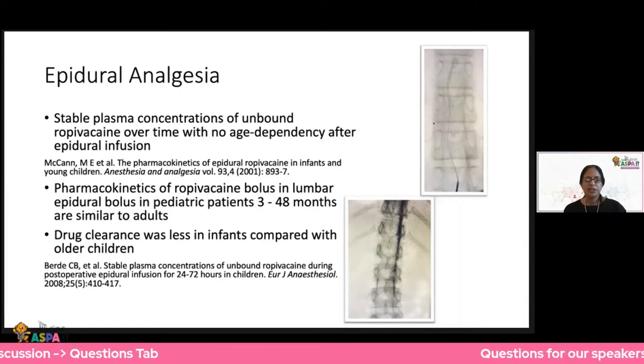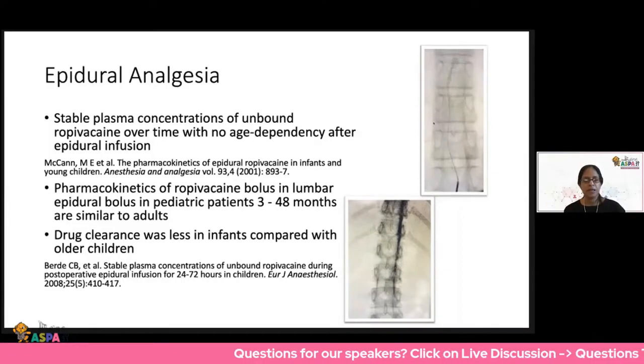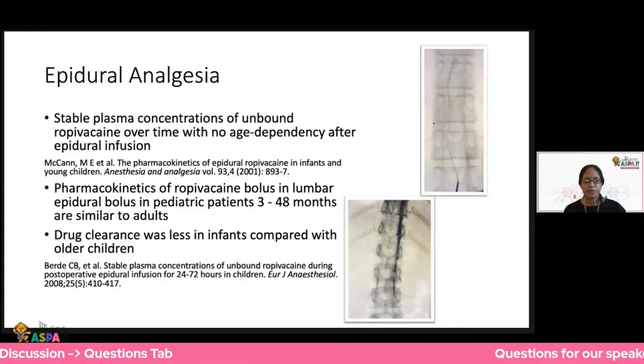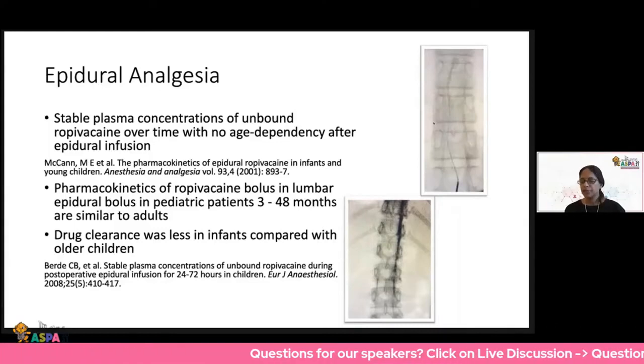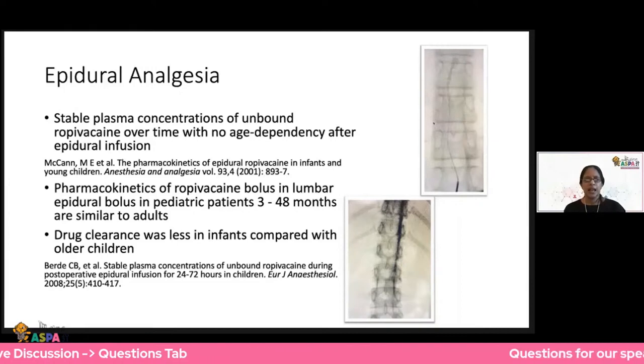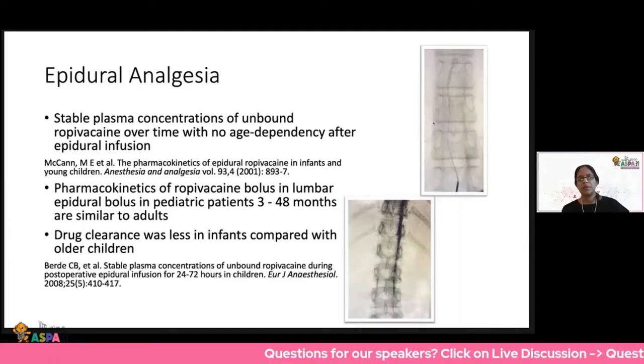Several studies have looked at the pharmacokinetics of local anesthesia infusions in the epidural space in the pediatric population. The first study that's listed there shows stable plasma concentration of unbound ropivacaine over time after an infusion of either 24 to 72 hours, and that there was no age dependency after this epidural infusion. So these plasma concentrations were stable over time.